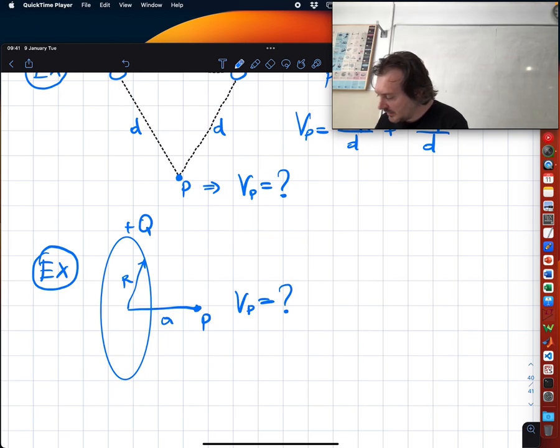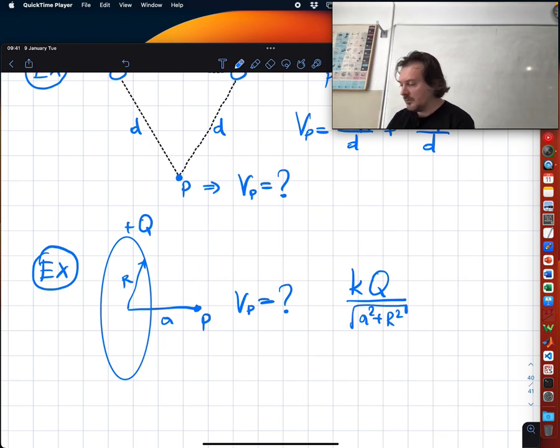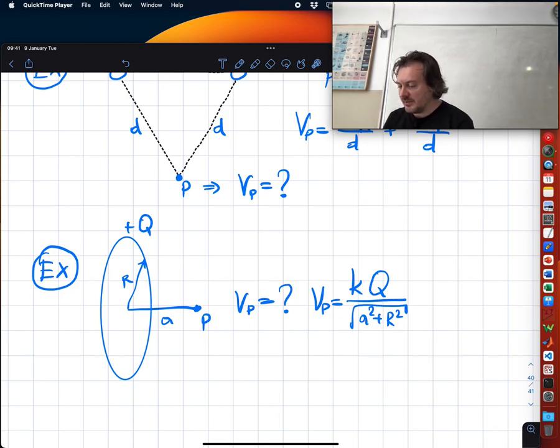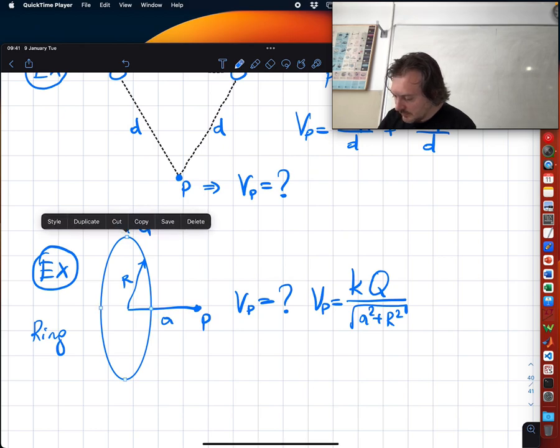KQ divided by a square plus r square to the power 1 over 2. Exactly. That's it. Hocam, I would like to ask something. If the case was this, should we also say Q? No. Why? Then you need an integral. Why? Because not all charges are at the same distance. For the ring, all charges are at the same distance. I should note here that this is a ring. Oh, I see. Okay.